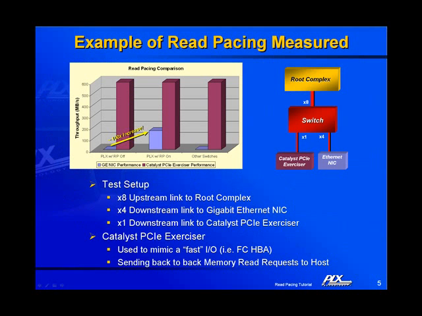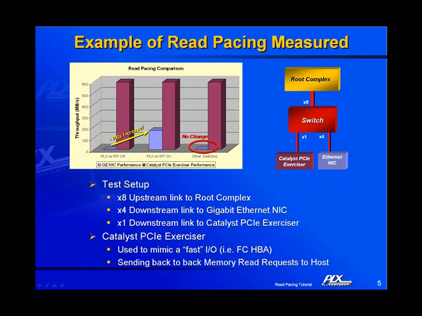Here is an example of read pacing that was measured in the lab. The upstream port of the PLX switch is connected to the root complex, while the downstream ports fan out to a Catalyst PCI Express exerciser and an off-the-shelf gigabit Ethernet NIC. The Catalyst exerciser is set up to mimic a fast I/O, sending multiple back-to-back read requests to the host, as seen in a fiber channel HBA. The gigabit Ethernet NIC represents a slow I/O, as shown in the example on the previous slide.